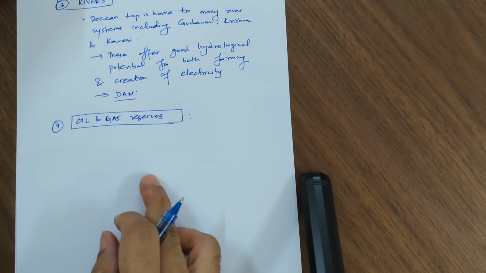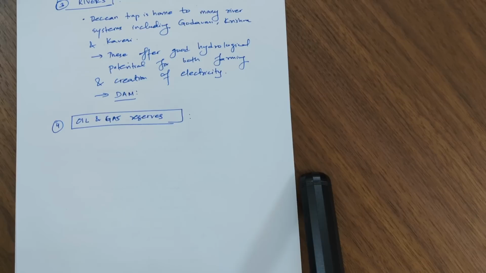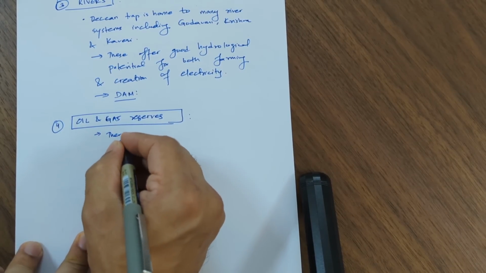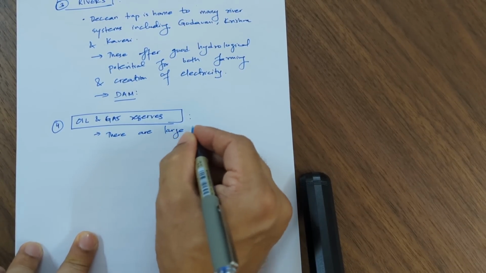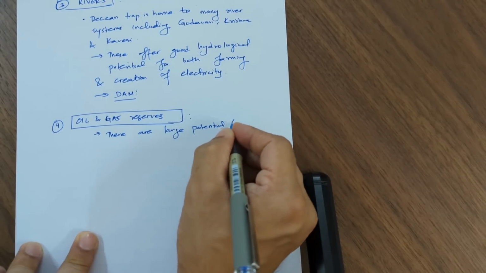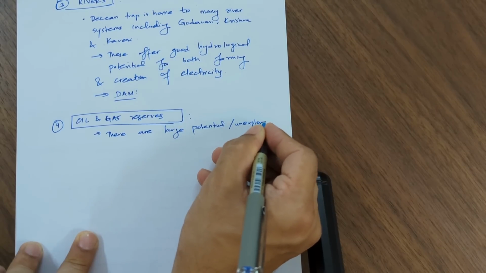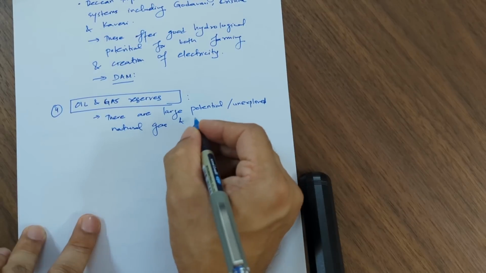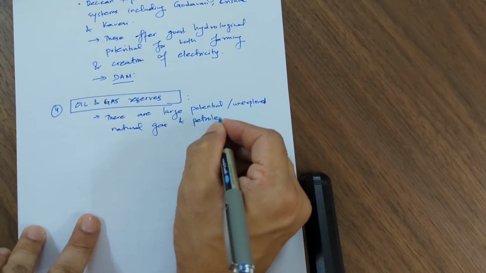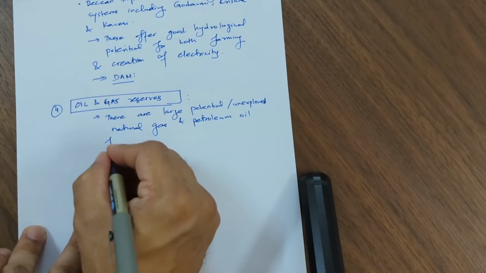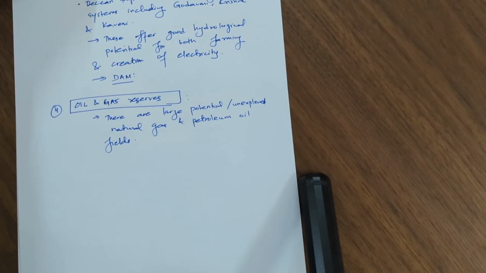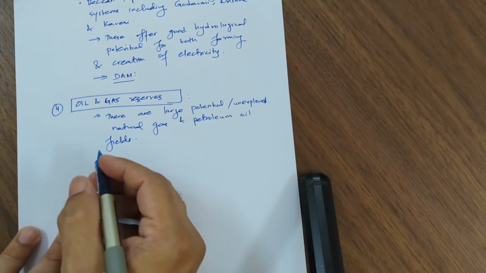You know about Gujarat, there are some oil fields, there is potential of hydrocarbons, you know, there are large potential unexplored natural gas and petroleum oil fields. All right, and you can give some examples also. If you can find some examples, I would like you to think of some examples and mention them. Apart from that, what else comes to your mind?